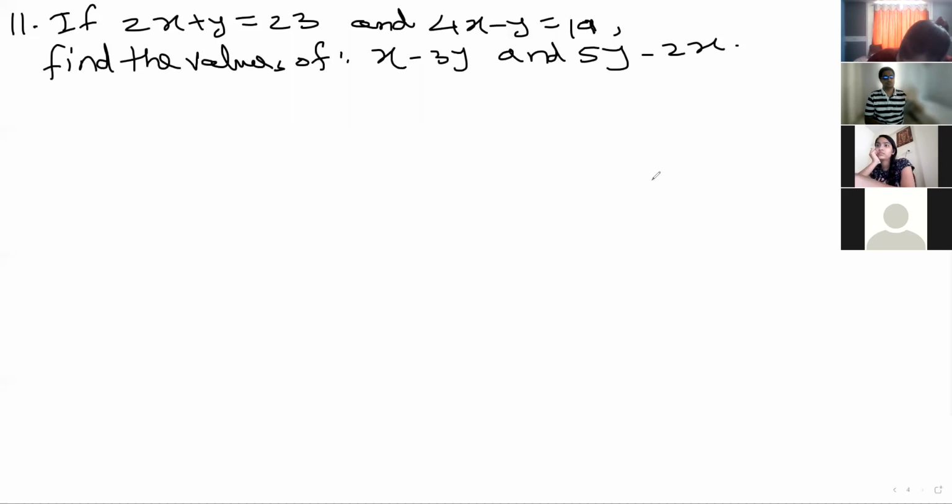Here we are going to use the method of elimination by equating the coefficient only, as we have been doing so far. And then once you get the values of x and y, you have to substitute those values in these algebraic expressions. These are expressions, these are not equations. And once you put the values of x and y here, you get the answer.